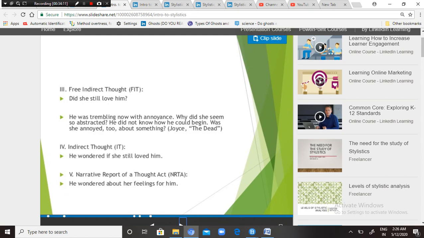He was trembling now with anticipation of an answer. Why did the scene seem so abstracted? He did not know how the cold being was, was she annoyed too about something. He wondered if she still loved him. Okay. Narrative report of a thought act: He wondered about her feelings for him.